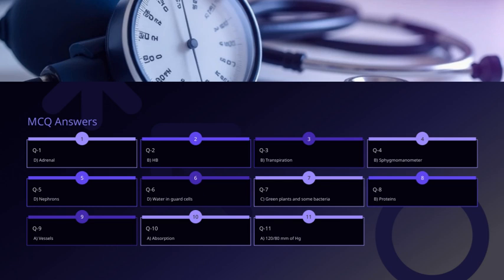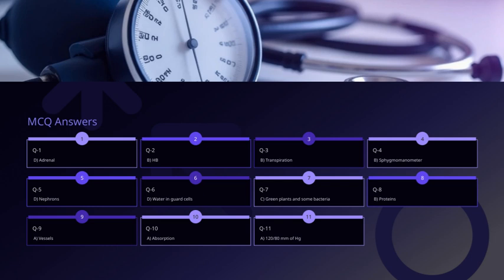Number 2 and 9 seem to be referencing other questions. For example, B. HB likely stands for hemoglobin, the protein in red blood cells responsible for oxygen transport. D. Nephrons are the functional units of the kidney, crucial for filtering blood and maintaining fluid and electrolyte balance.